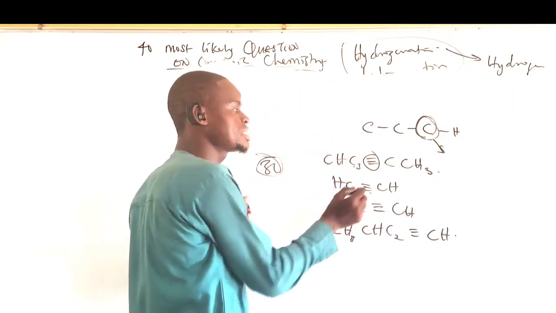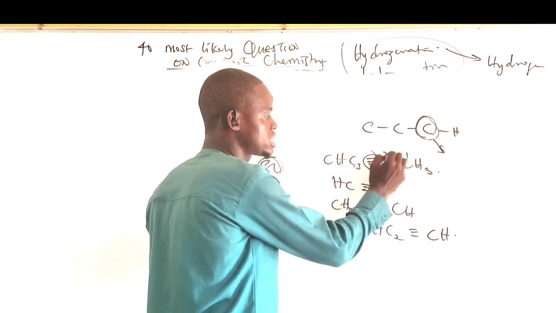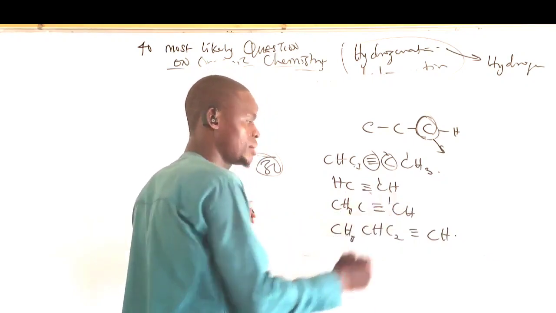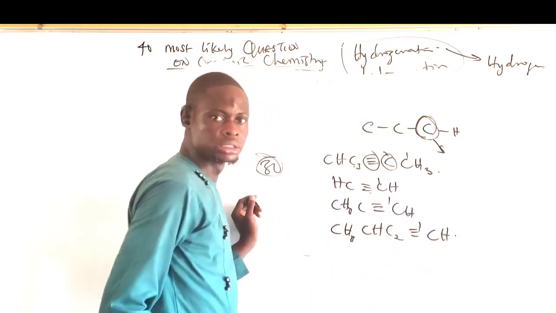The triple bond is attached to what carbon? Carbon 2, because it's carbon 1, this carbon 2. In this place, the triple bond is attached to what? Carbon 1. Here, carbon 1. Do you understand?